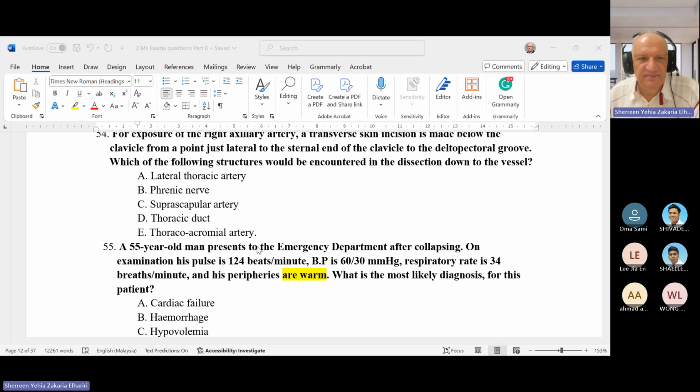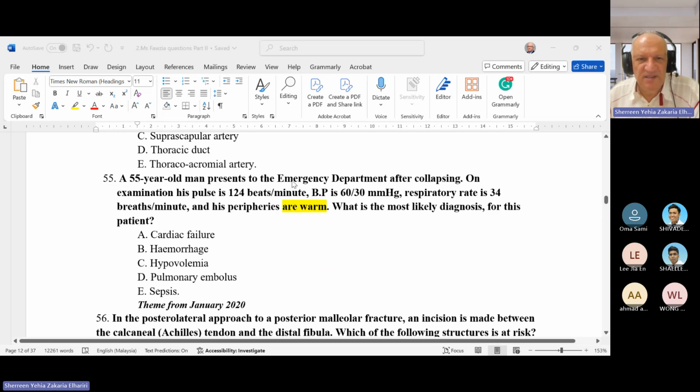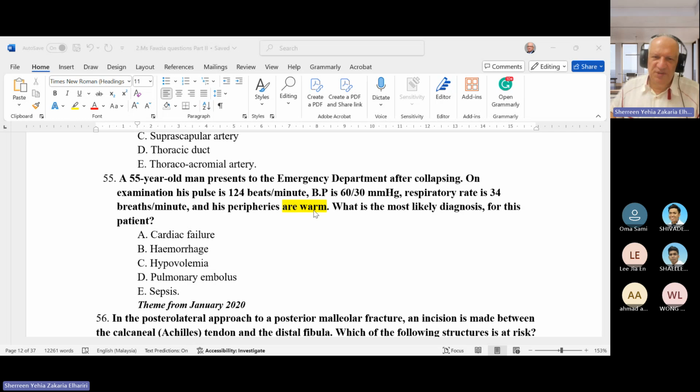Okay, next question is a 55 year old man presented to the emergency department after collapsing. On examination, his pulse is 124 beats per minute, blood pressure is 60/30, low, respiratory rate 34, high, and peripheries are warm. So this is important. Usually in most types of shock, the periphery is cold, except in this condition. What is this condition? Anyone? Sepsis. Sepsis or septic shock is very important and can cause that.